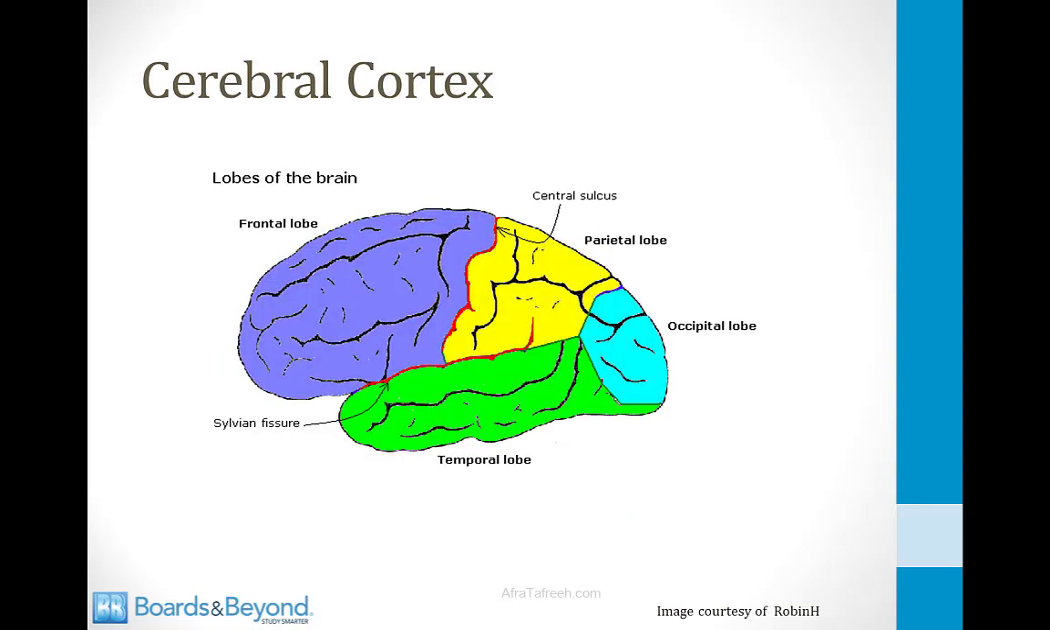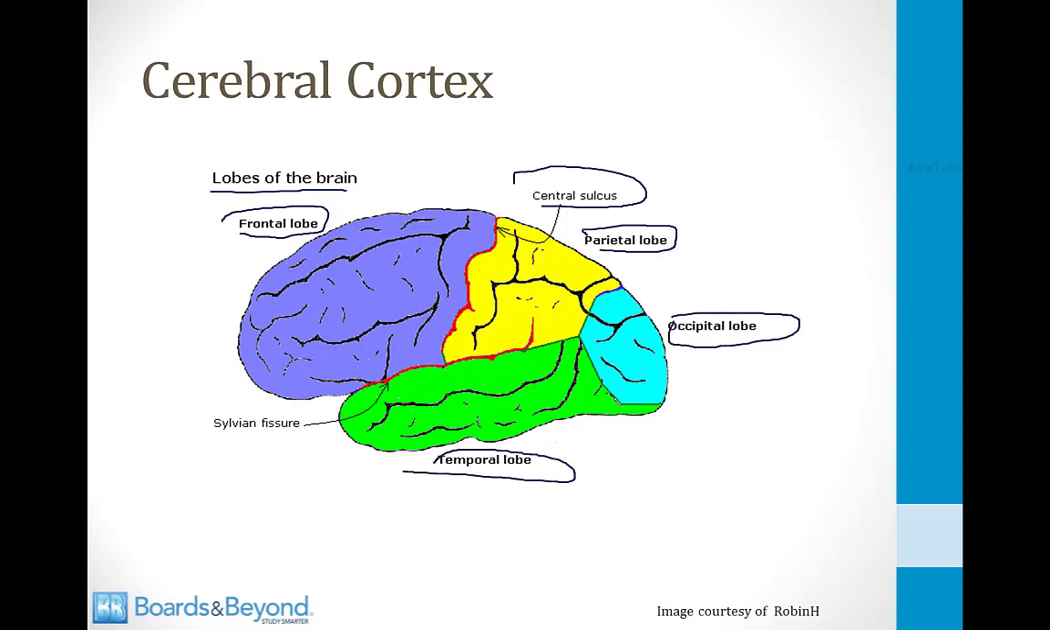So the cerebral cortex has two halves, as you know, and each half is divided into four lobes. And the lobes are named after the bones of the skull that sit right near them. So the frontal lobe is right here in purple, the parietal lobe is here in yellow, and the space between the frontal lobe and the parietal lobe is called the central sulcus. In the back we have the occipital lobe, and then down here we have the temporal lobe, and the space between the temporal lobe and the parietal and frontal lobes is called the sylvian fissure.